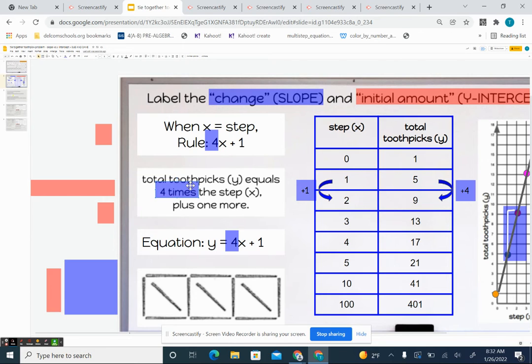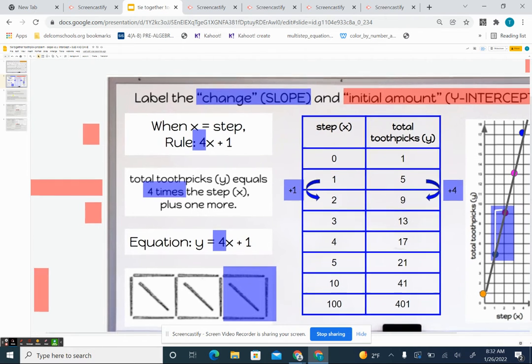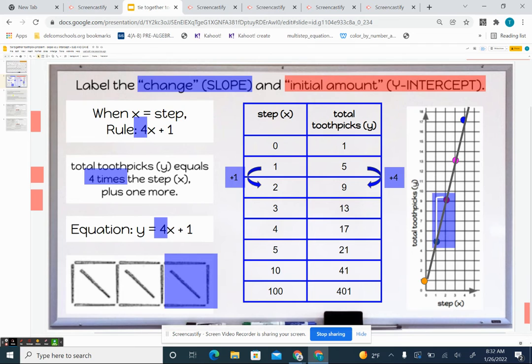With my toothpicks, think about what the toothpicks were doing. They were increasing 4 every time. So I wanted you to see that the last 4 toothpicks of any step could be considered the change, because we're always adding 4 more toothpicks to the end of the picture. So we have change, the slope, all over the place within this relationship. Everything else in this relationship has to do with the initial amount, the initial amount of toothpicks.